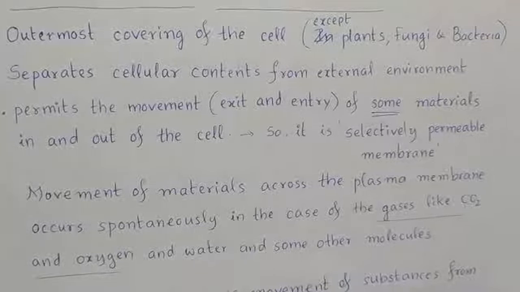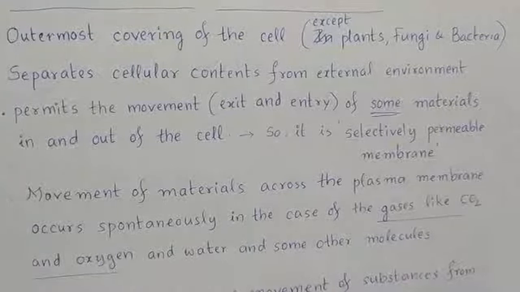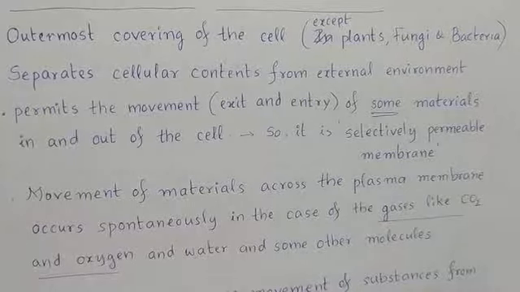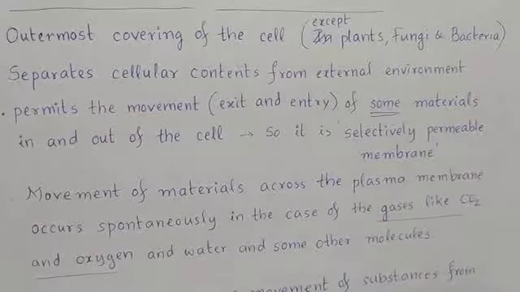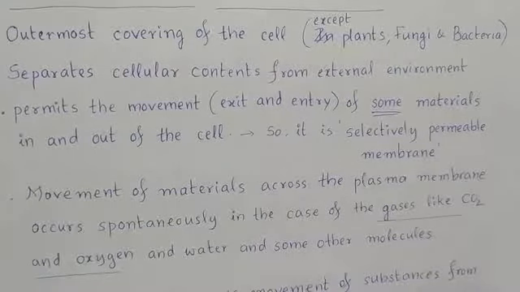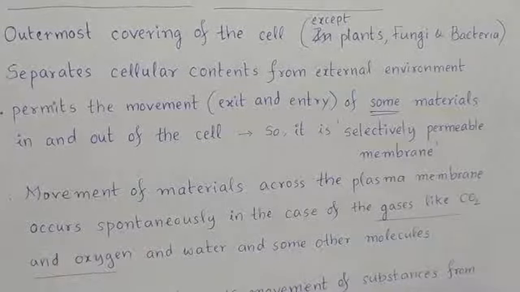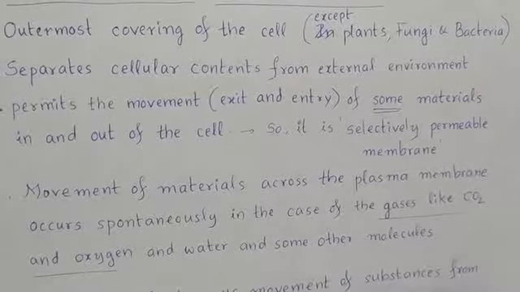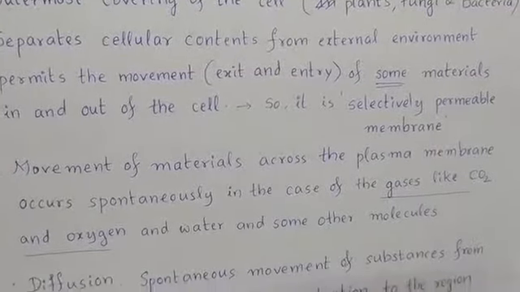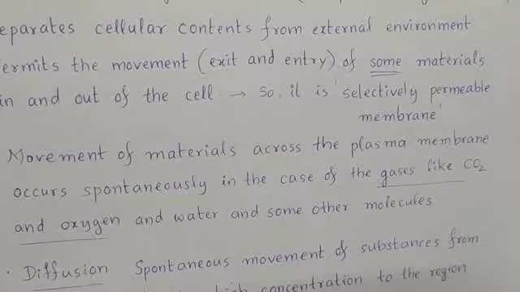As plasma membrane permits the movement of only some materials, it is called selectively permeable membrane. Why is plasma membrane called selectively permeable membrane? Because plasma membrane permits the movement of only some materials across it. It is called selectively permeable membrane. And generally, the movement of materials across the plasma membrane occurs in different fashions.